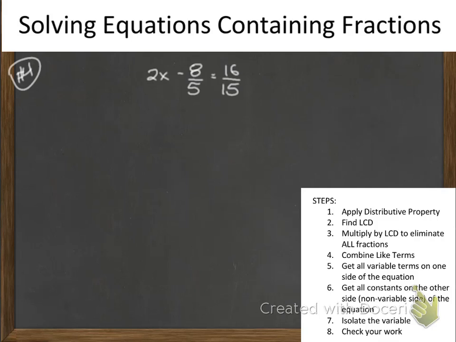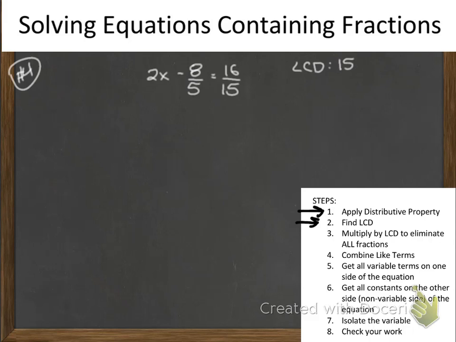This next example. So again, if we look at our steps, first we're asked to apply the distributive property. That is not applicable here. There are no parentheses. So then we have to find the LCD. Remember I said in the last example that a lot of people get obsessed and take a lot of time to find the LCD. So the LCD in this problem is 15.